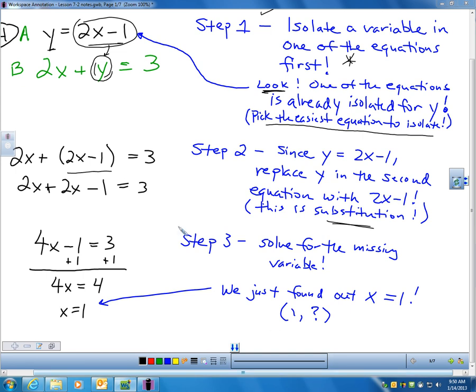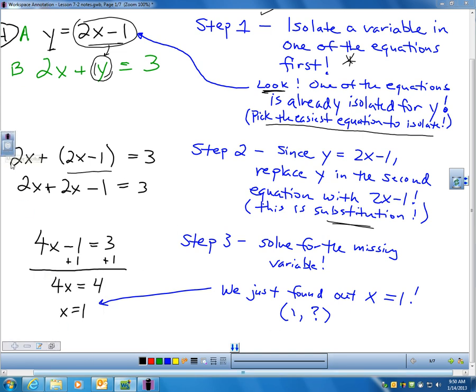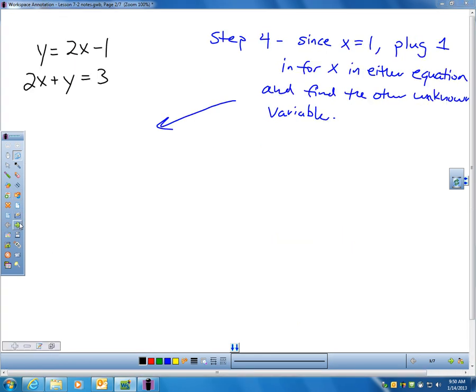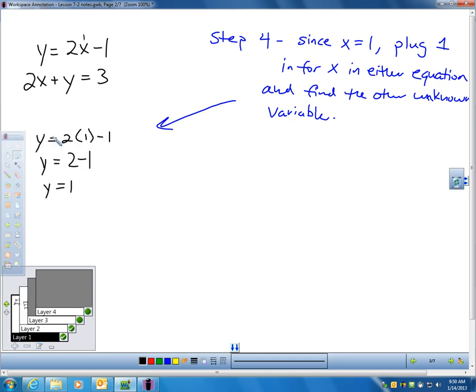So now my next step would be, I got to get to the next page. My next step would now be to say, since x equals 1, plug 1 in for x in either equation and find the other unknown. So I can take 1, I could plug it in right here if I want to, and find y. Okay, so I'll do that. Y equals 2 times 1 minus 1.